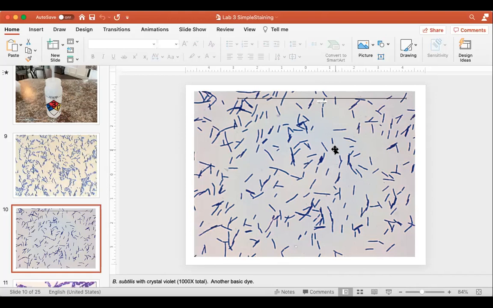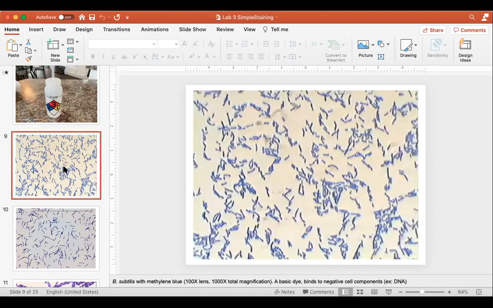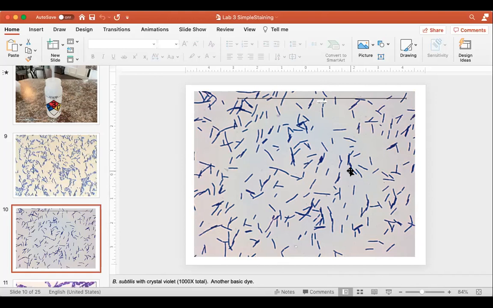Now look at these cells. These are also rod-shaped cells, but they look different, don't they? There's this one, and there's this one. Some of what you're seeing here is kind of an artifact. It's not real. For example, it looks like one big long cell right here, but it's actually several cells that are all lined up, head to tail.